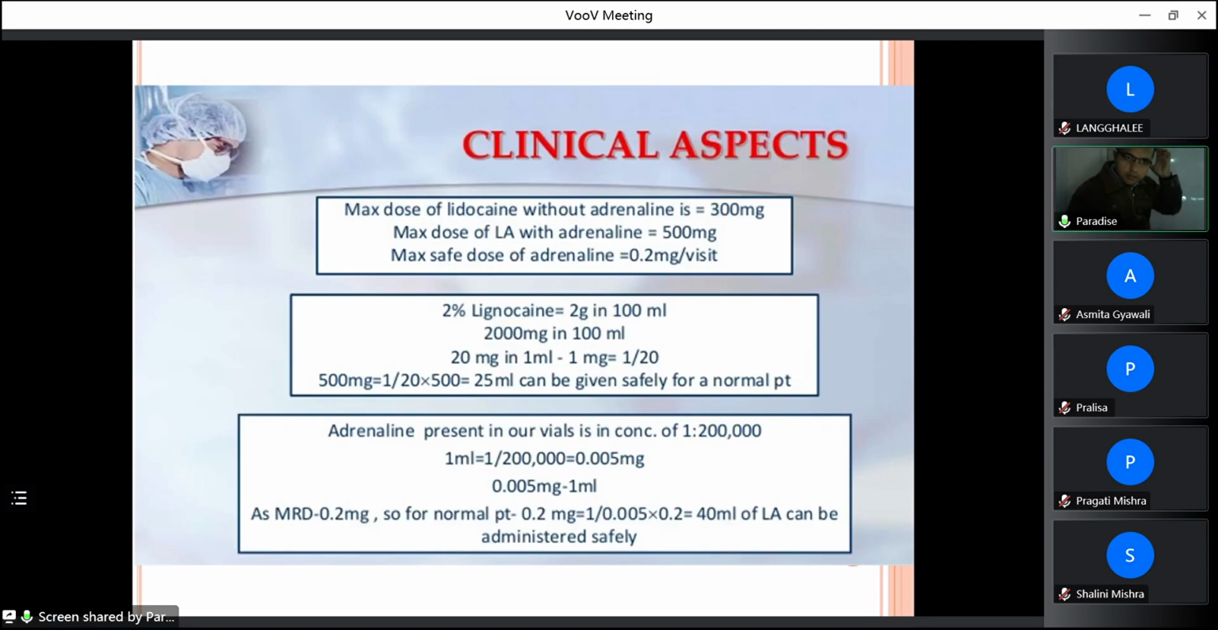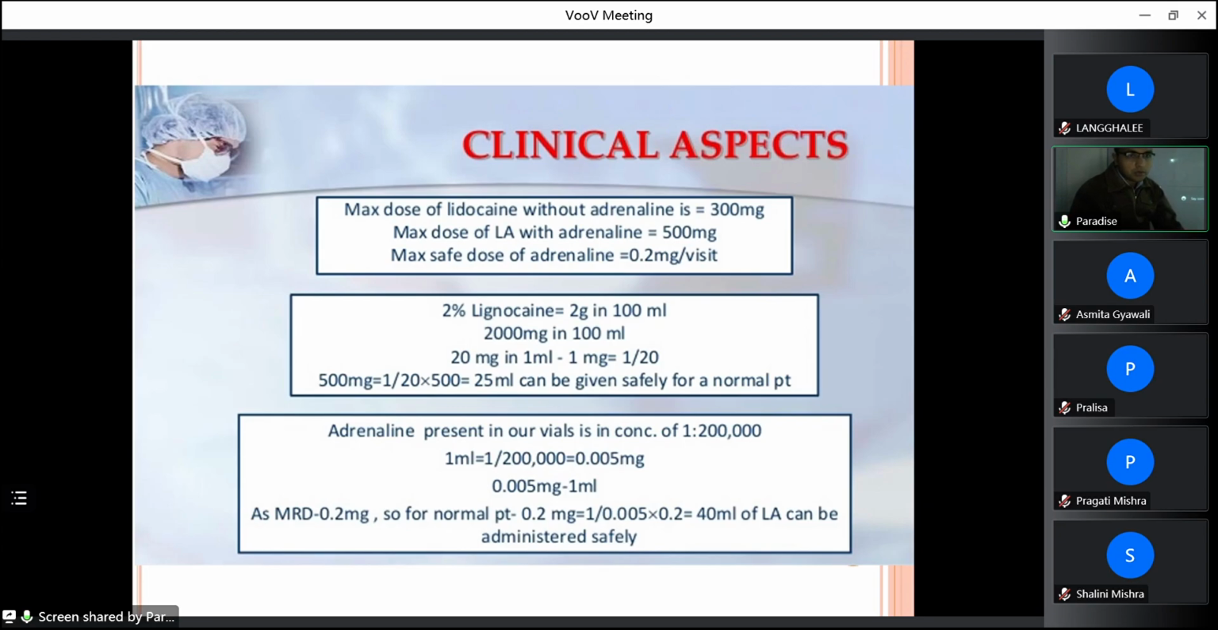Clinical aspect: the maximum dose of lignocaine without adrenaline is 300 mg. Maximum dose of lignocaine with adrenaline is 500 mg. If you see mg per kg, with adrenaline it is 7 mg per kg, and without adrenaline it is 4.4 mg per kg. The maximum safe dose of adrenaline is 0.2 mg per visit in a normal healthy patient, and it is 0.04 mg in cardiac patients.